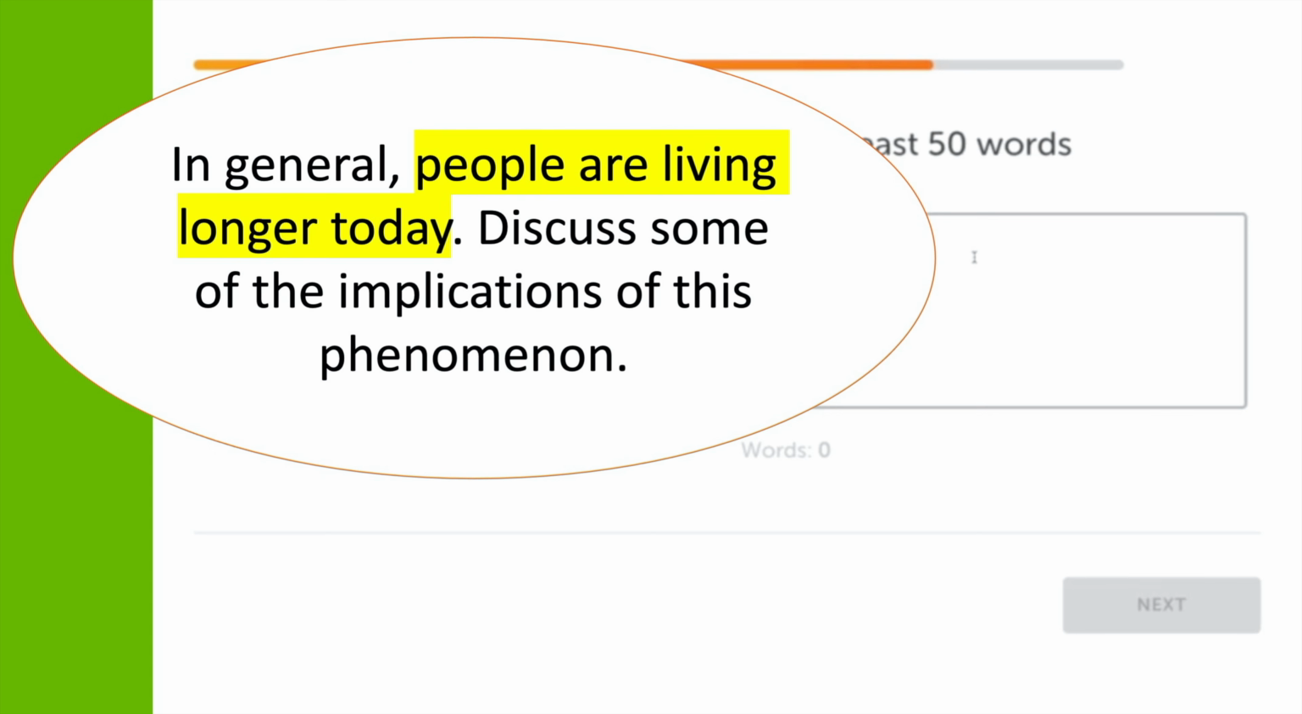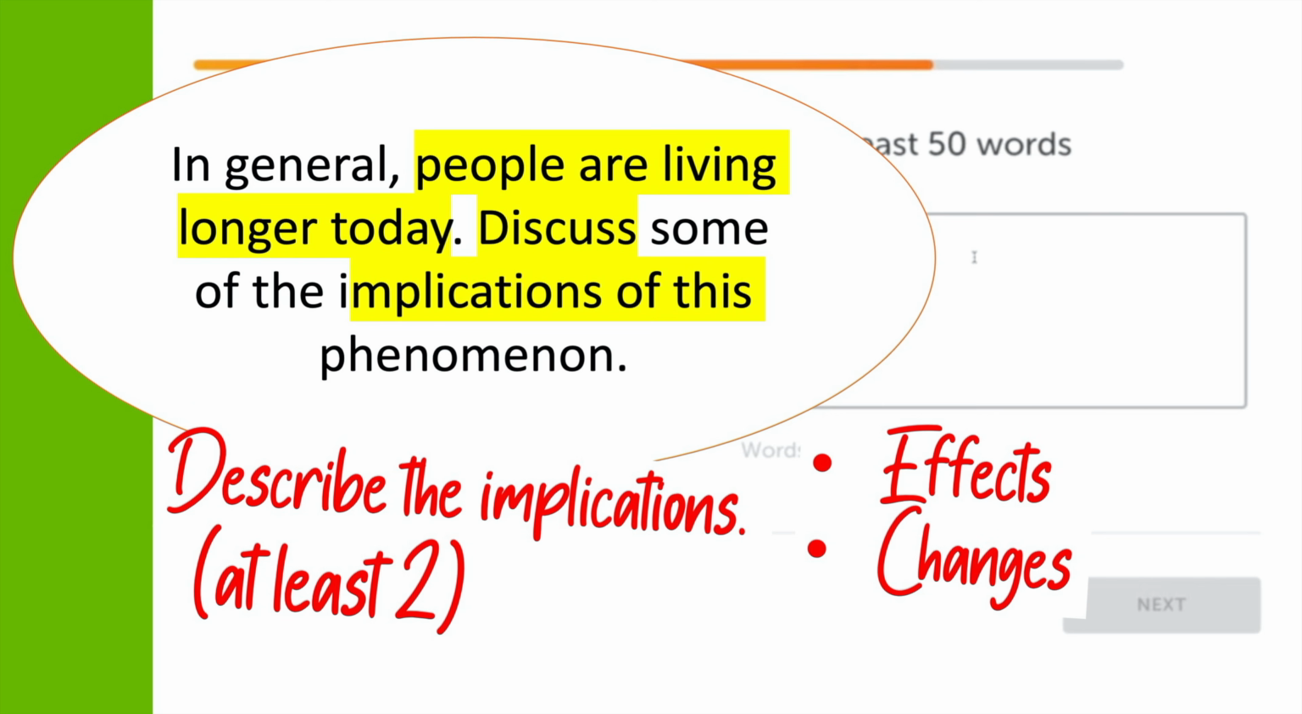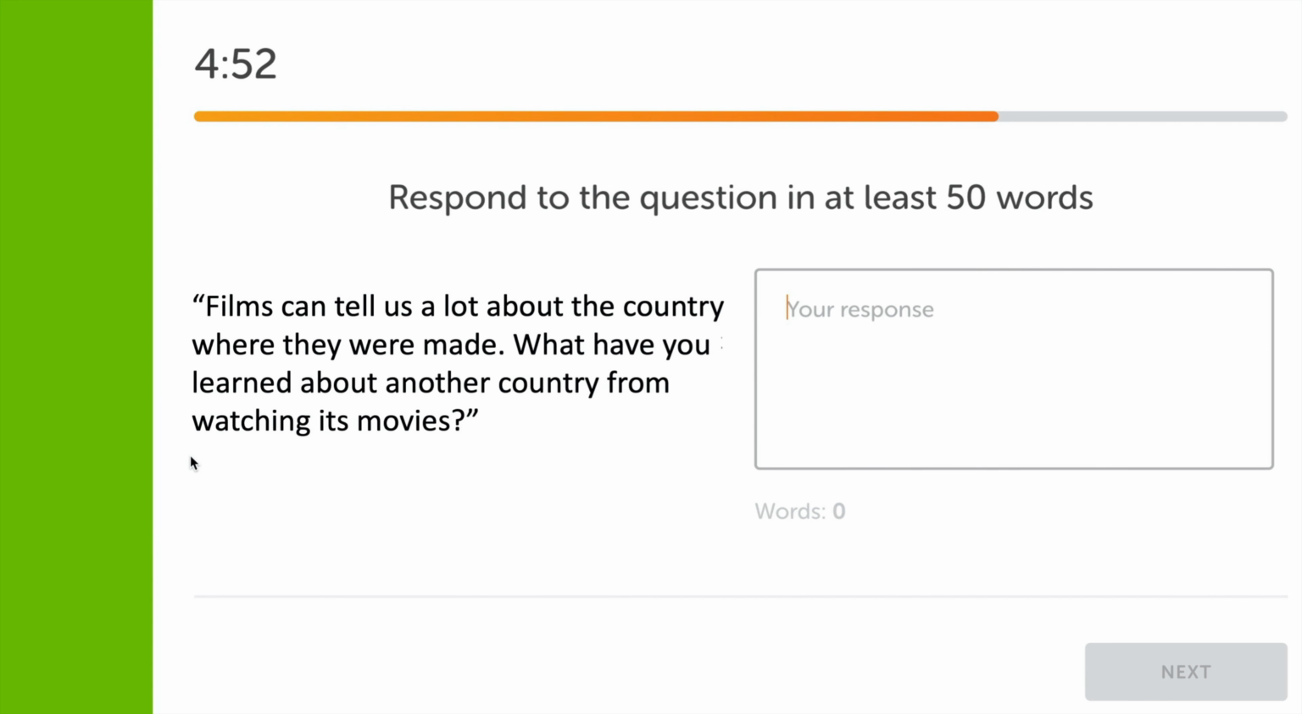So here you need to think about either the effects or changes that this phenomenon, people are living longer, have on society. And you have to describe them. So for this, I think you should describe at least 2 implications and provide examples or further information to support your ideas.